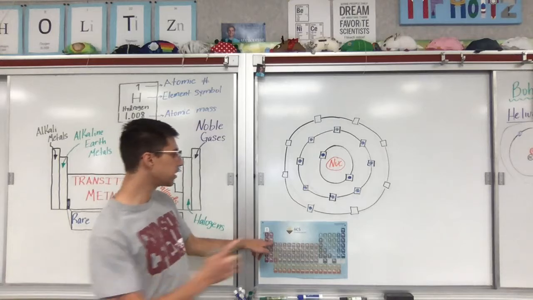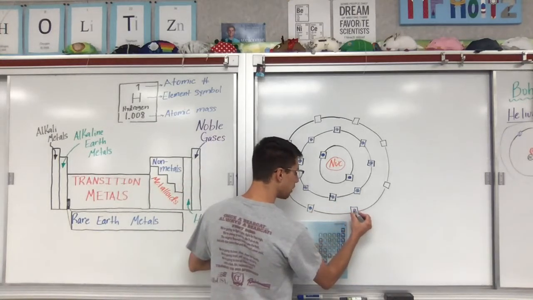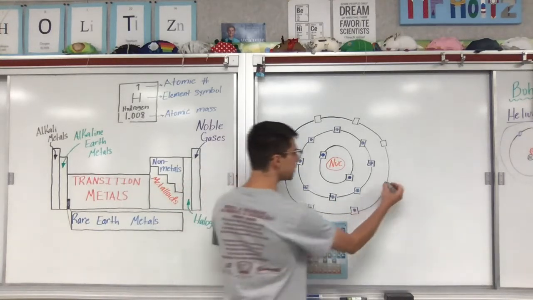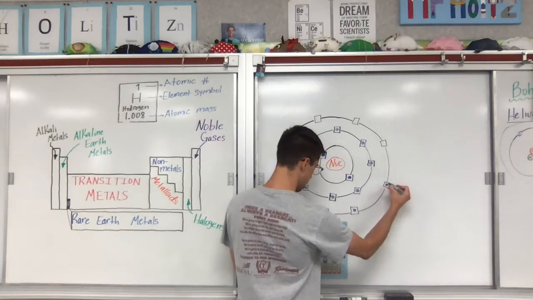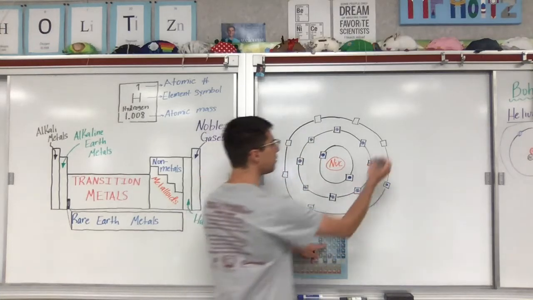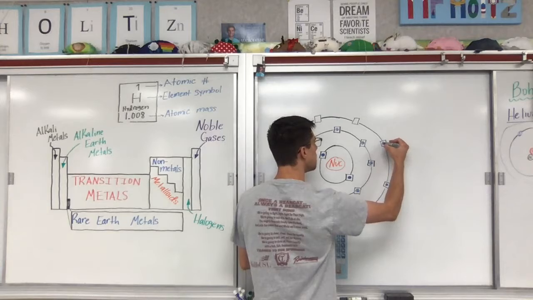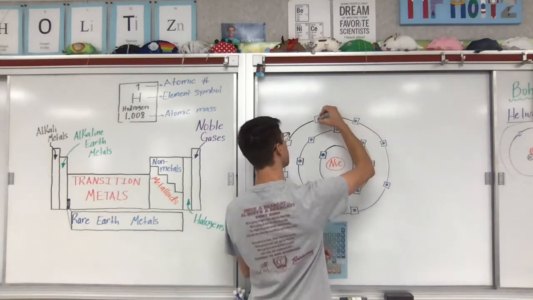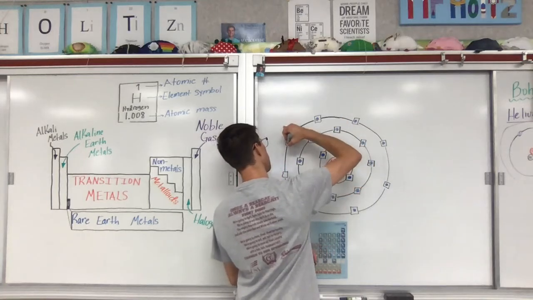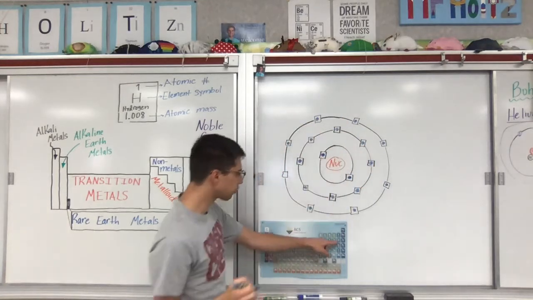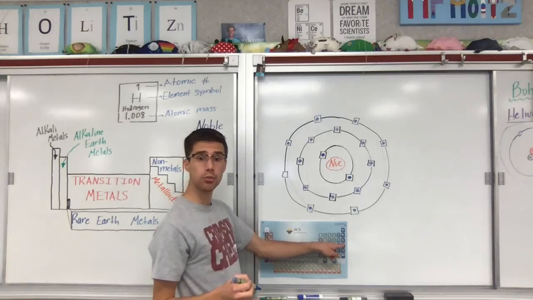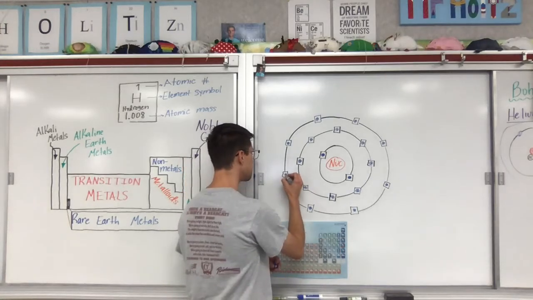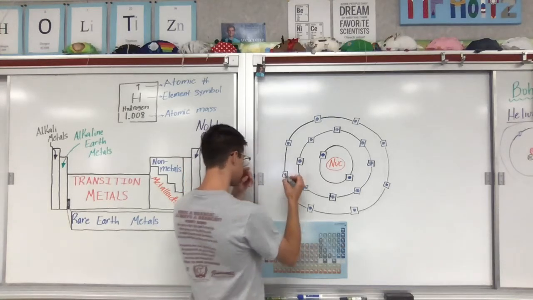Okay. After sodium, we have magnesium, so I'll add another one. After magnesium, we jump over to aluminum, element 13. After aluminum, we have silicon, and then phosphorus, and then sulfur, and then chlorine. And after chlorine, element 18, another noble gas, we have argon. So here's my electron for argon.